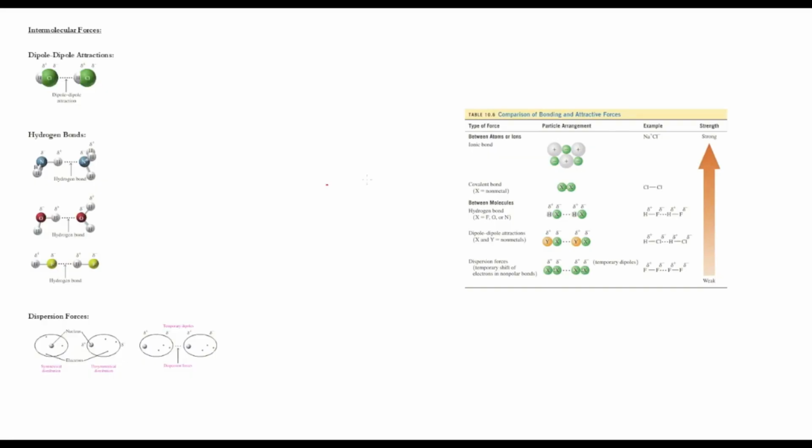So in this video, I'm going to go through and explain the three different types of intermolecular forces that exist. Now, intermolecular forces are forces between molecules. So not within a molecule, like ionic or covalent, but between molecules. Okay? So the first type of intermolecular force I'm going to talk about is dipole-dipole attractions.